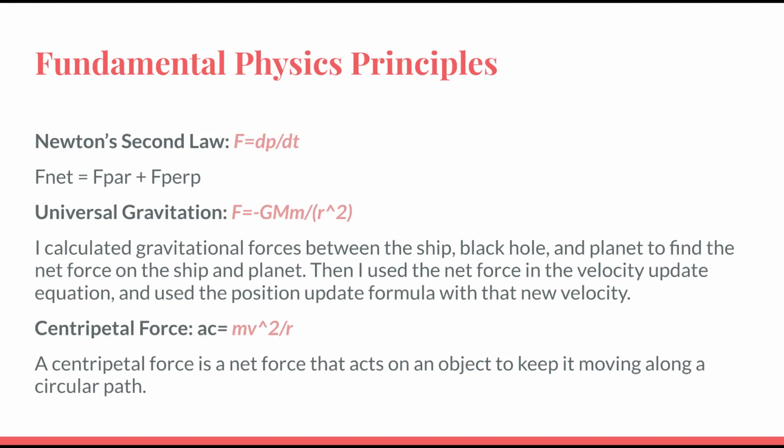Some fundamental physics principles used in here are Newton's second law, or the momentum principle. We also use universal gravitation, which is negative GMm over r squared. I calculated gravitational forces between the ship, black hole, and the planet to find the net force on the ship and planet. Then I used the net force and the velocity update equation, and used the position update formula with that new velocity. Lastly, I used centripetal force, which is equal to mv squared over r, and a centripetal force is a net force that acts on an object to keep it moving along a circular path.